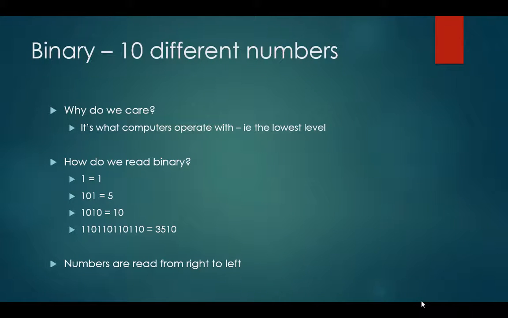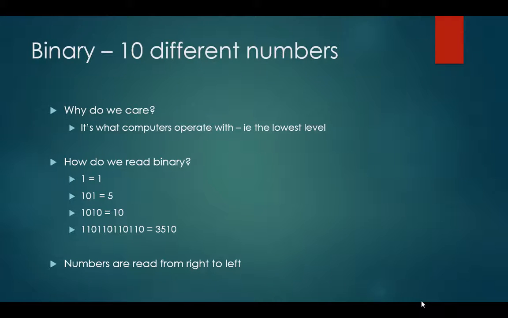So base 10. Base 10 means there are 10 possible digits, 0 through 9, our normal numeric system that we deal with. When we look at binary, we simply move to only having two numbers, zeros and ones. Why do we care? Because computers at the lowest level are all binary. So at some point, understanding binary will probably serve you well. With that, how do we read binary?